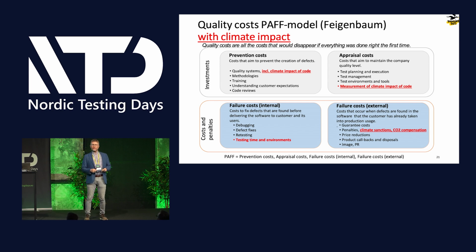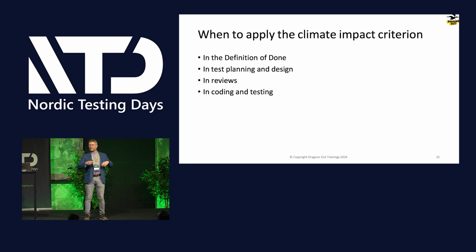To give the practical advice, the general advice was put the quality characteristic, sustainability or climate impact there somehow. So where should I put it? Well, many places. Definition of done is a natural place because it already says, do this testing, do that testing, do the documentation, use source code control, whatever, add sustainability there. Think about sustainability. It would be then in use all the time.